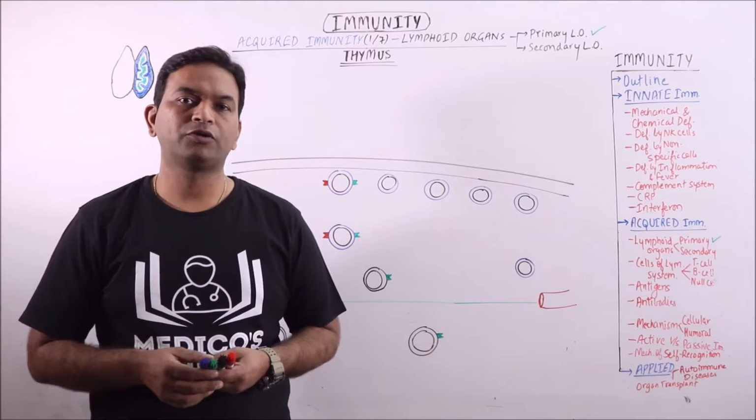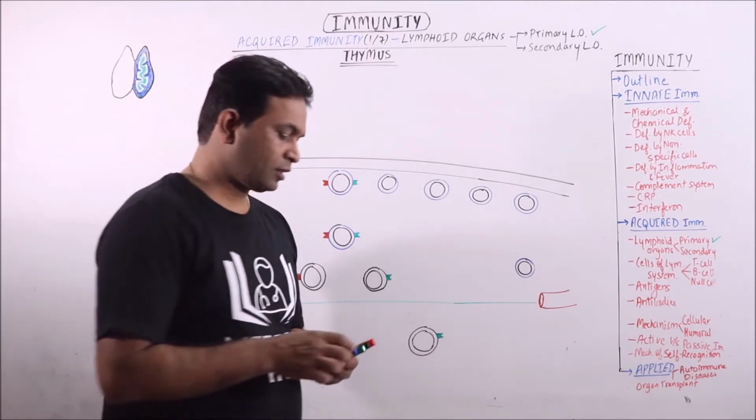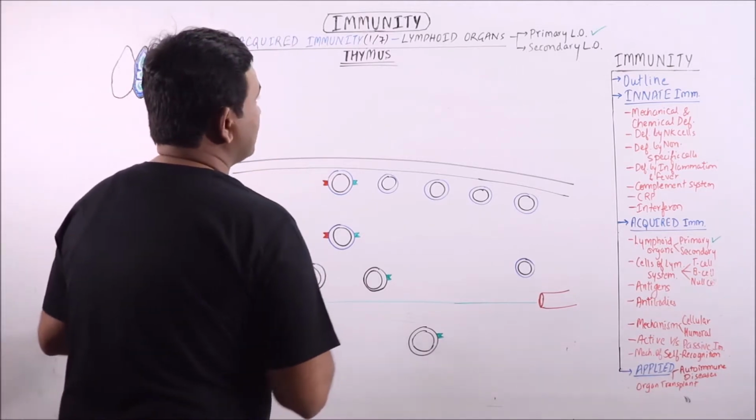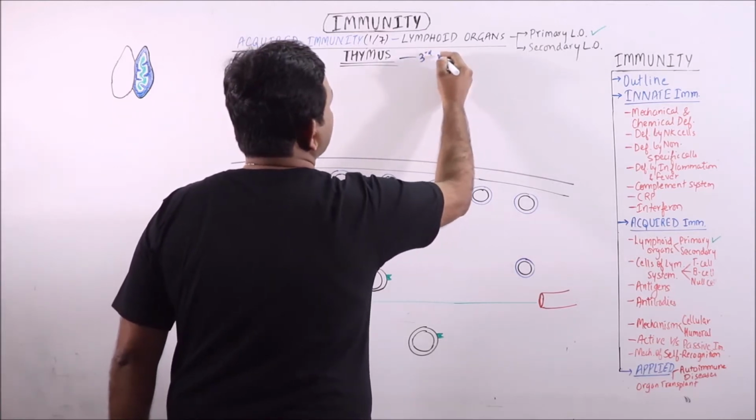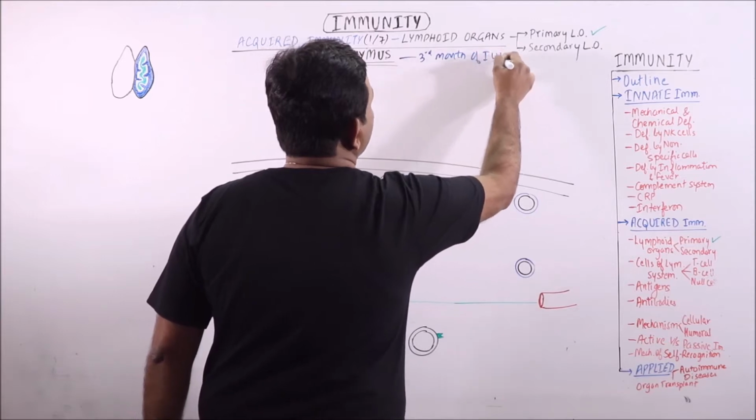In this video we are going to discuss the thymus gland and the development of T cells. First of all, thymus gland. It is a primary lymphoid organ. It develops during the third month of intrauterine life.